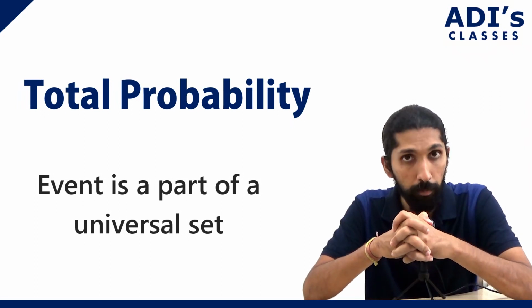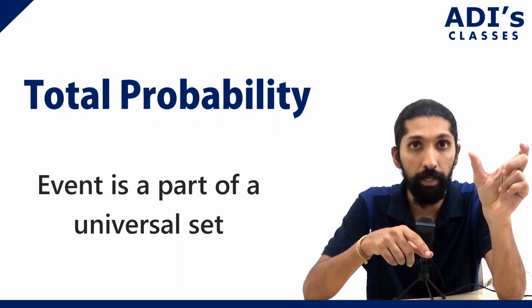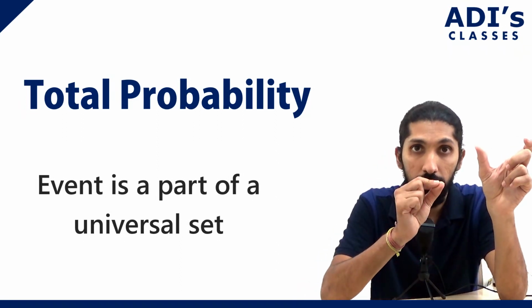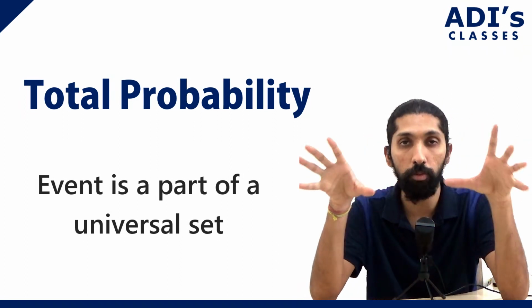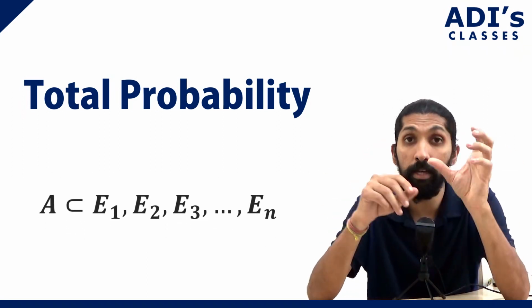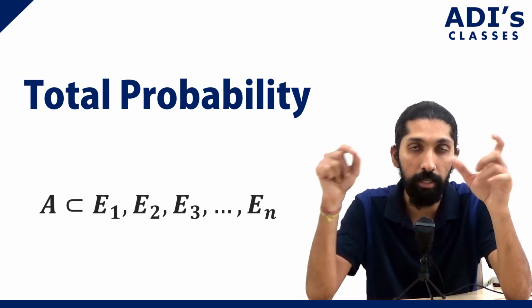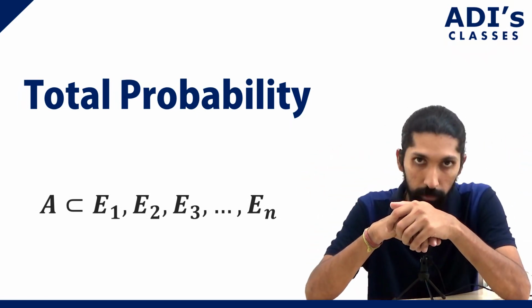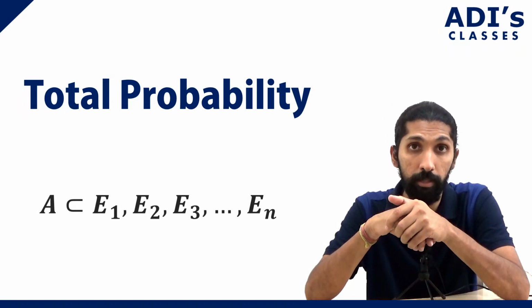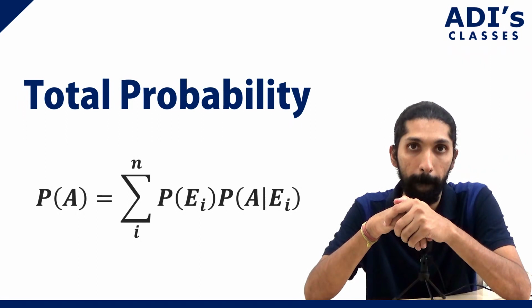So basically total probability meaning what? You have an event, and one part of that event is going to be in the total set, like E1, E2, E3. If you take that event A has a part of it in E1, E2, E3 till En, from this we can calculate the total probability. And this is basically the formula for total probability, correct?